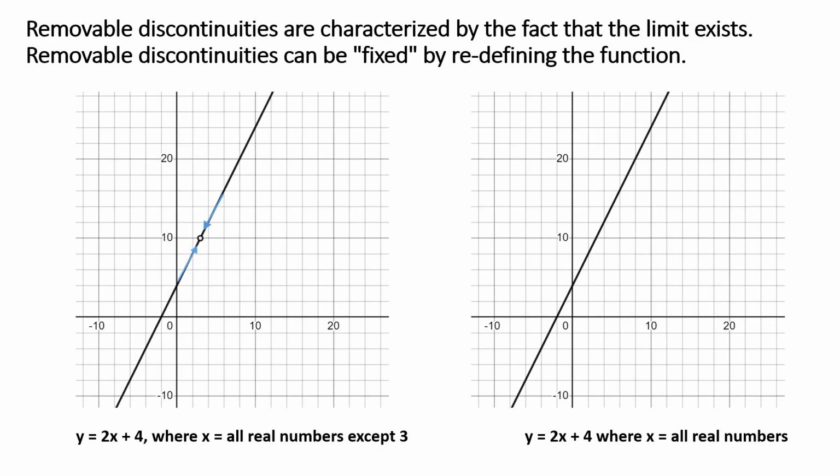Now, here's a removable discontinuity. Here it is, I've just removed it right here. There's just nothing there at 3, 10, a little hole right there. And I can put it right back, as you can see right here. This is simply called a removable discontinuity. I removed it from the line. It can be anywhere but at 3.